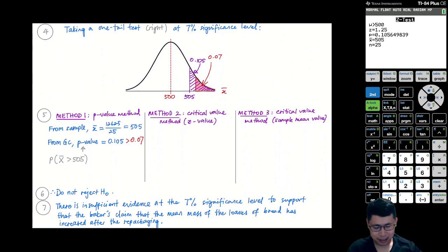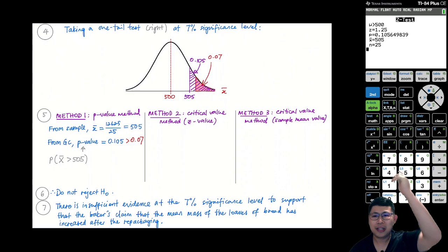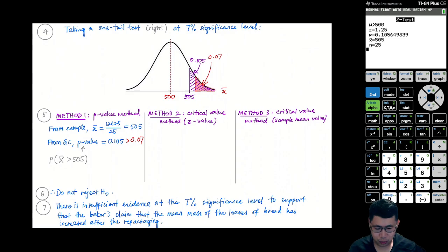Something like that. Now let me elaborate a little bit more about the p-value. The thing is, do we really have to use the calculator statistics way to do this? This one is neat, because it gives us the p-value, and at the same time it also gives us the z-value as well. So it's like one shot I can calculate two things in one go.